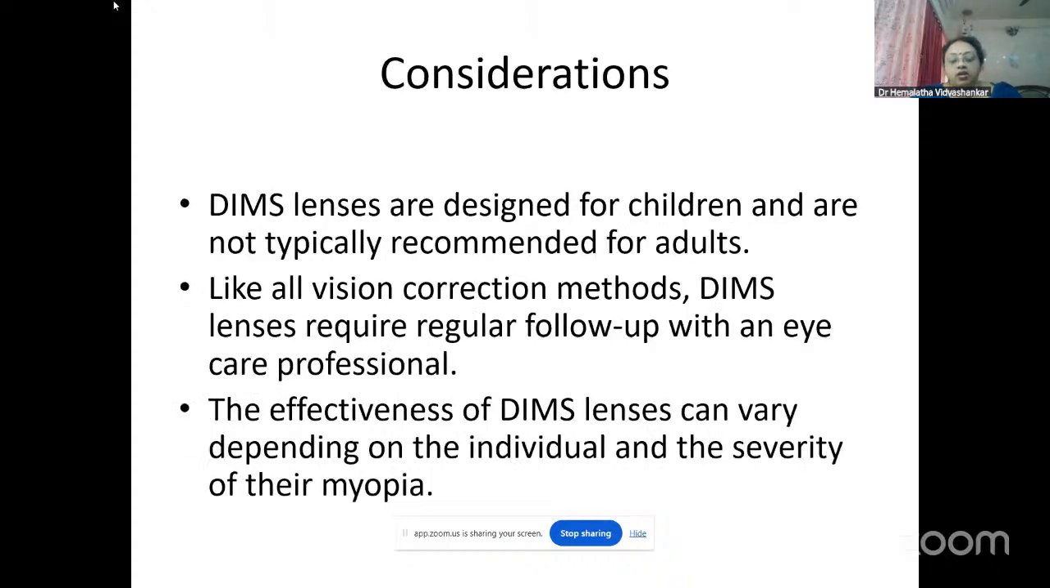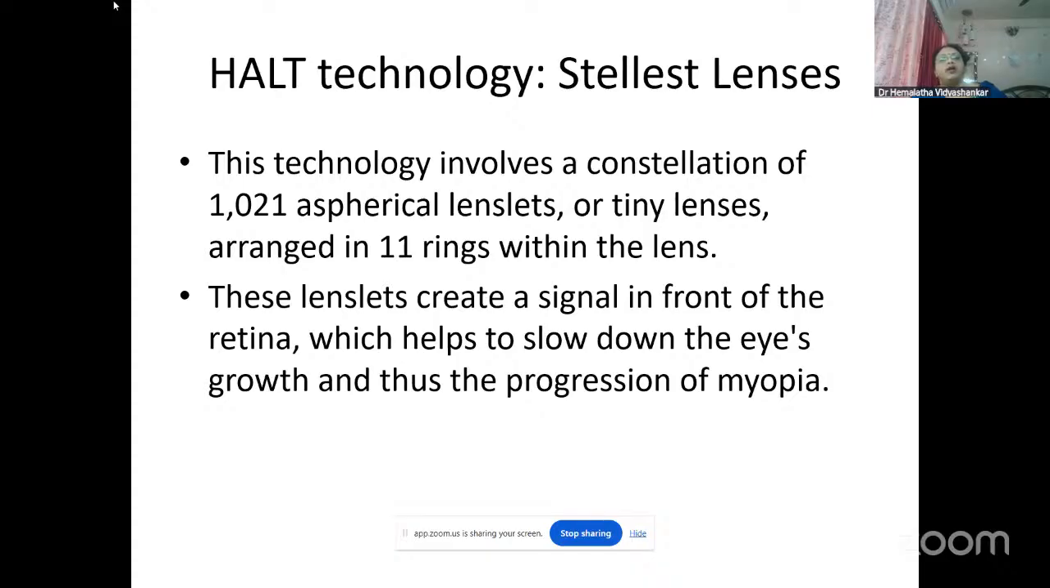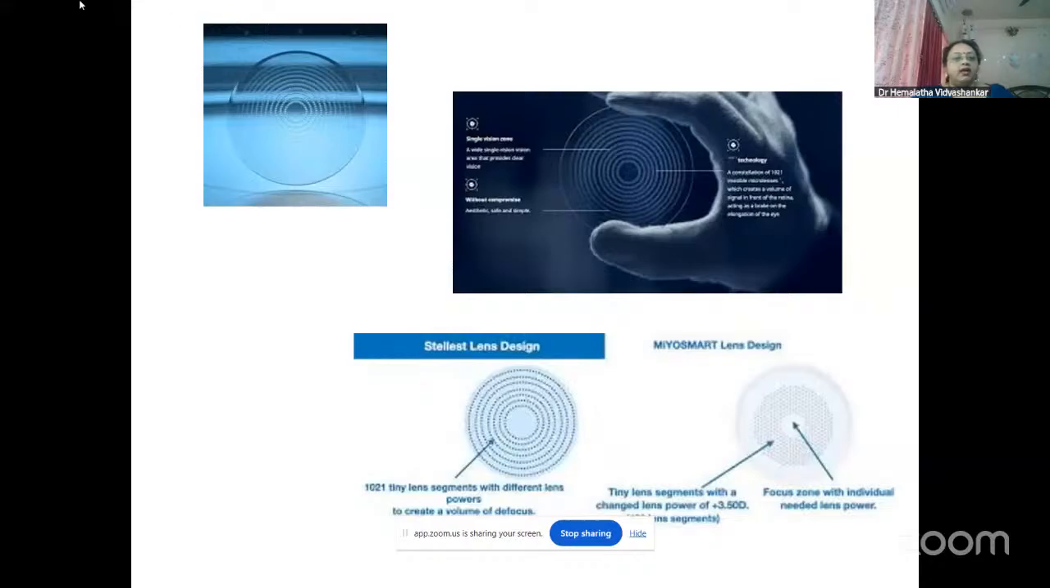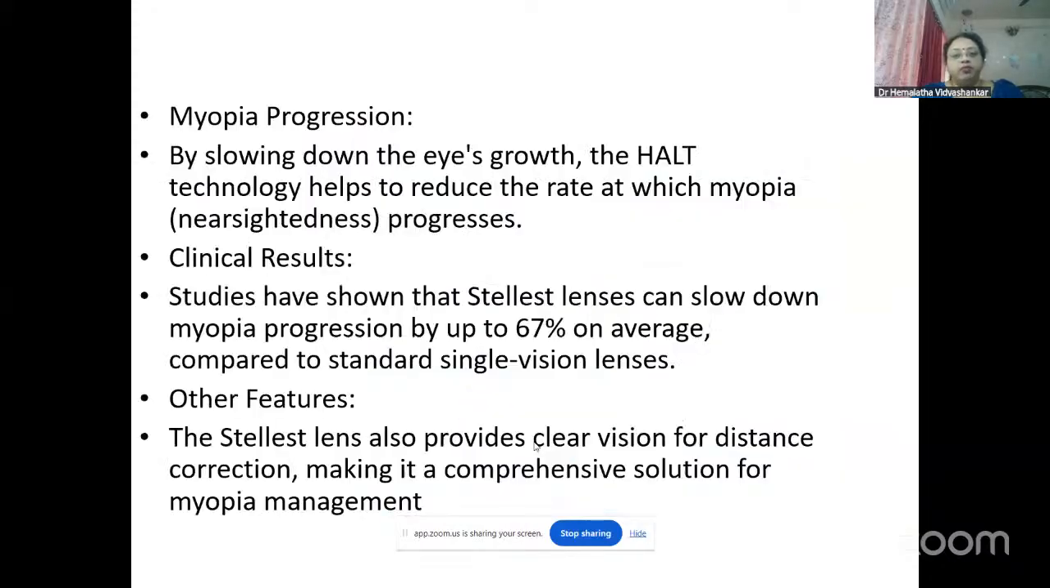Another technology here is the HALT technology, which is by a company called Essilor. Here there is Stellest lenses as a commercial name. Now this involves a constellation of 1021 spherical lenslets, or tiny lenses, which are arranged in 11 rings within the lens. Now the centermost portion provides you a clear vision, whereas the peripheral portion is for myopia control because it creates a volume of defocus. So these lenses are also very effective in preventing progression of myopia.